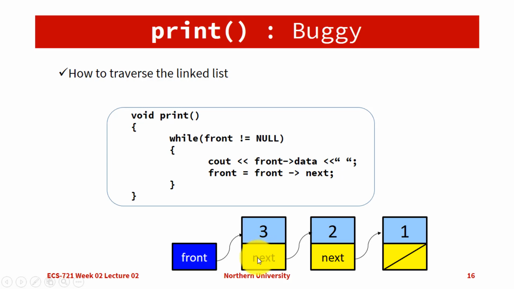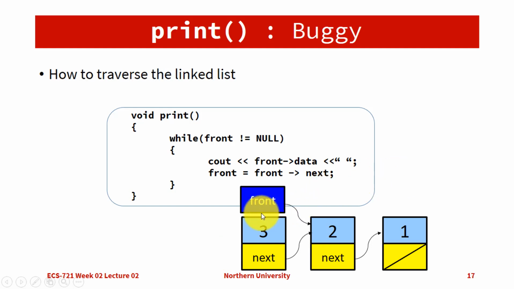And what's the next value? The next value, which is a pointer, is holding the address of this node. So we are actually assigning the address of this node to the front, and when we do that, front will start pointing to the second node in the list. Then again, while front is not null, yes, of course, front is not null.